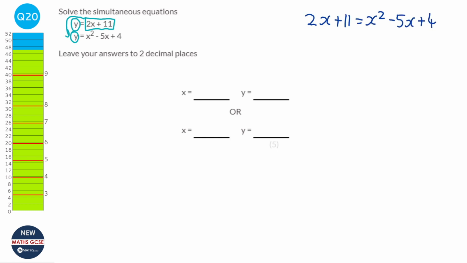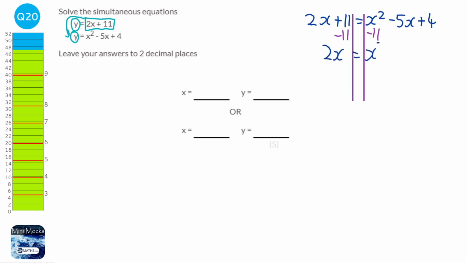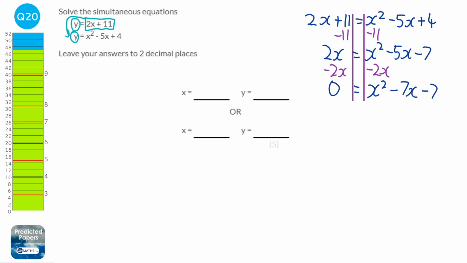And we're just going to get everything equal to 0 so that we can solve it as a quadratic. So I'm just going to start by subtracting 11 both sides. So we've got 2x equals x squared minus 5x, what's that going to be? That's going to be minus 7. And then take away the 2x both sides. So we're going to have 0 equals x squared minus 7x minus 7.